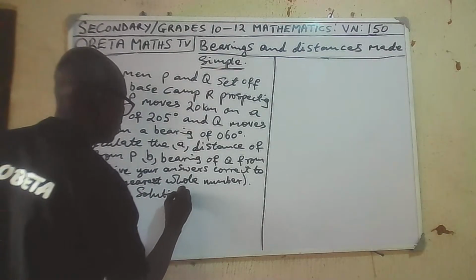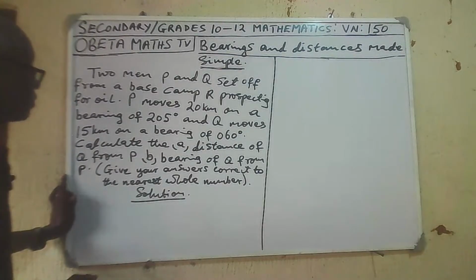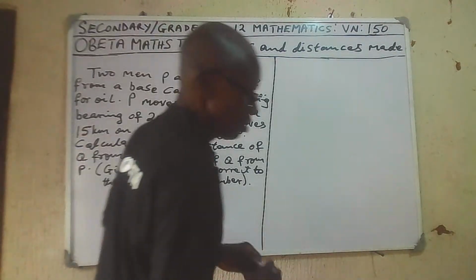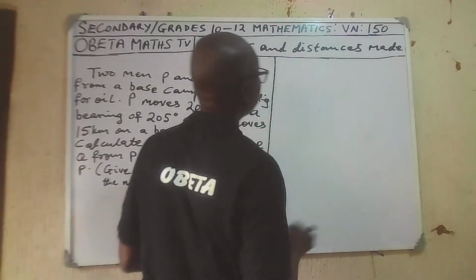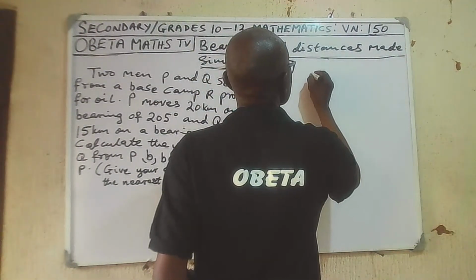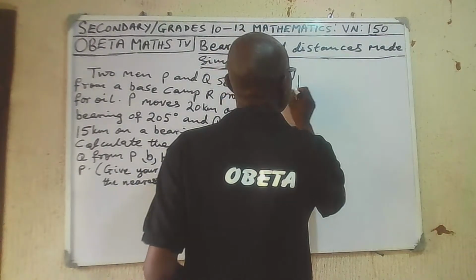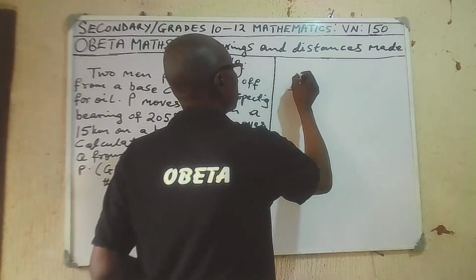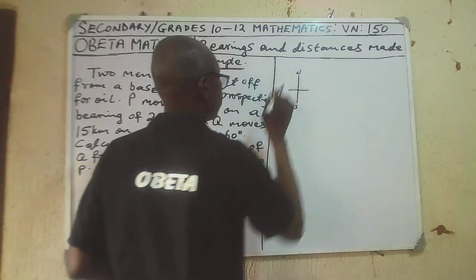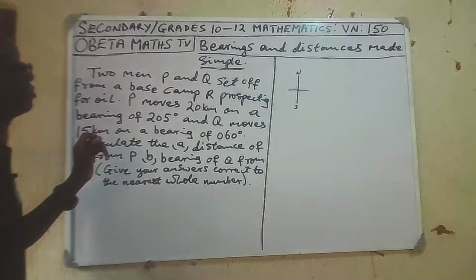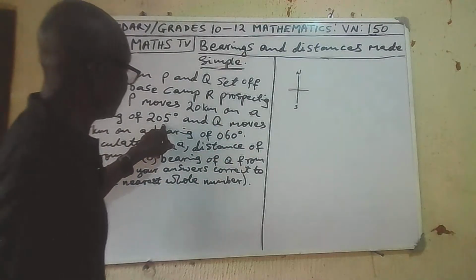Solution. Now we try to draw and represent the base camp. In order not to squeeze it too much, let's go up. Okay. Now, as usual, this is my north, south, east, west. Going back to the question, he moves 20 kilometers on a bearing of 205 degrees.